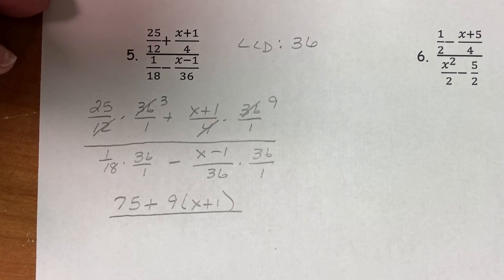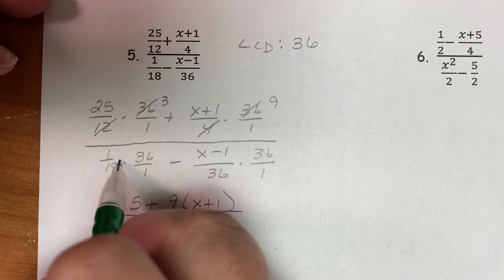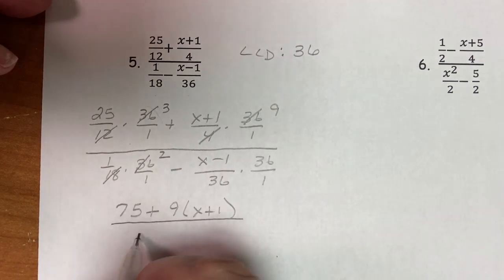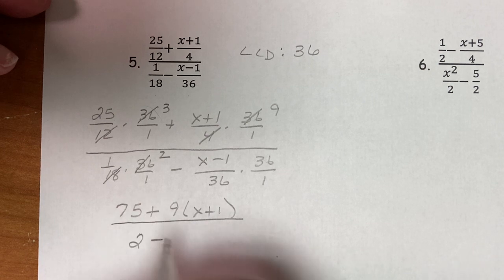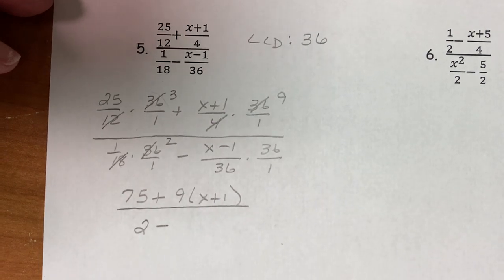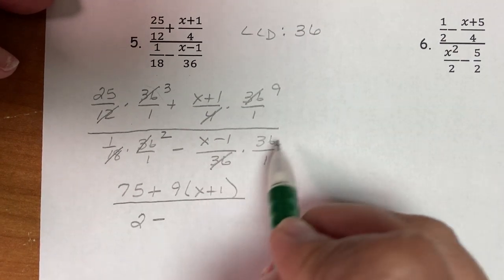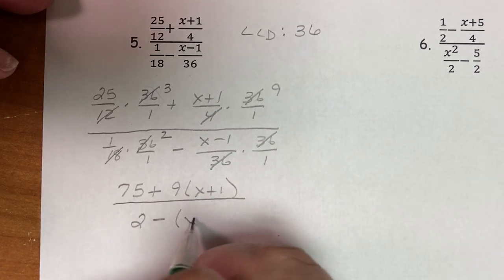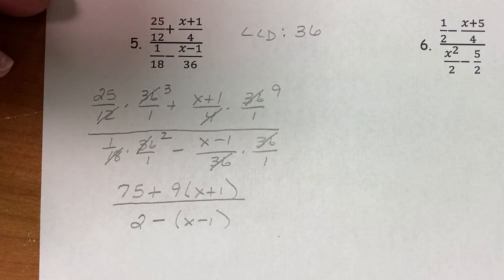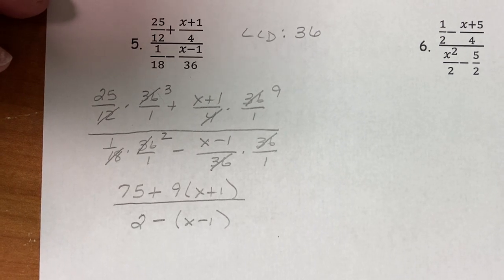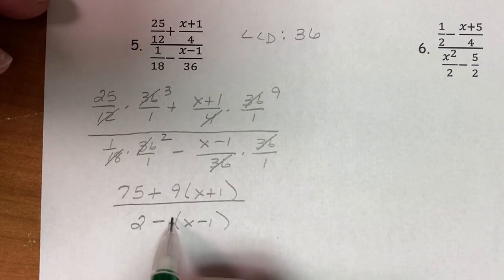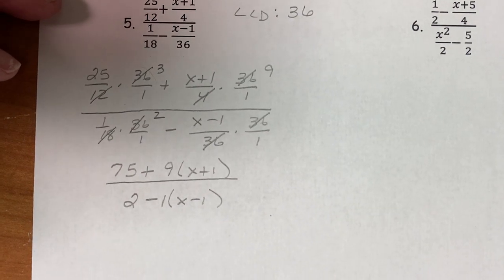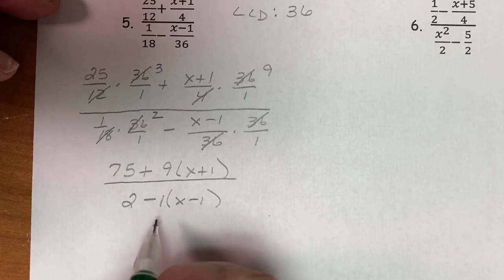Over. When we go to the denominator, this 18 will cancel into the 36 twice, and we have 2 times 1, which is just 2, minus, we have to be careful here, the 36 cancels into the 36, giving me 1, but make sure you put the x minus 1 in parentheses, because you're subtracting that whole quantity. It's like having a negative 1 here to distribute, so be careful. So let's go ahead and distribute.